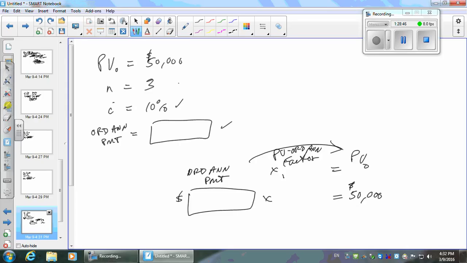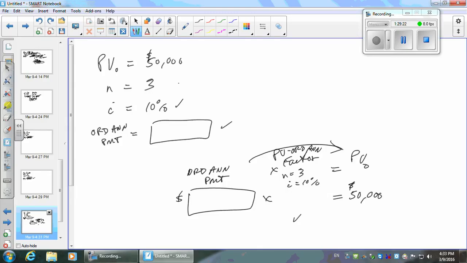Number of periods, 3. Interest rate, 10%. Now think about this. Is that payment going to be more or less than 1/3 of $50,000? It's going to be more because they're going to add interest. Is that factor going to be more or less than 3? Less, which makes the payment more. This factor is what $3 is worth received at the end of each period for 3 periods, discounted at 10%. Of course, it's worth less than 3.